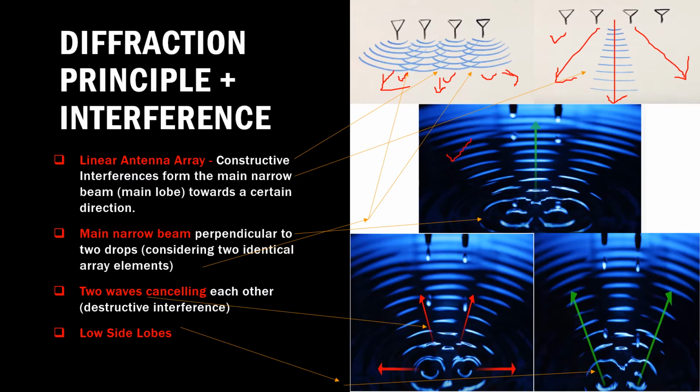In diagram 3, diagram 4, and diagram 5 as well, we can see that two drops of water are falling, and that creates ripples in the bucket of water. This main narrow beam is perpendicular to the nozzles from where the water is falling. We are thinking about these nozzles as two identical array elements.